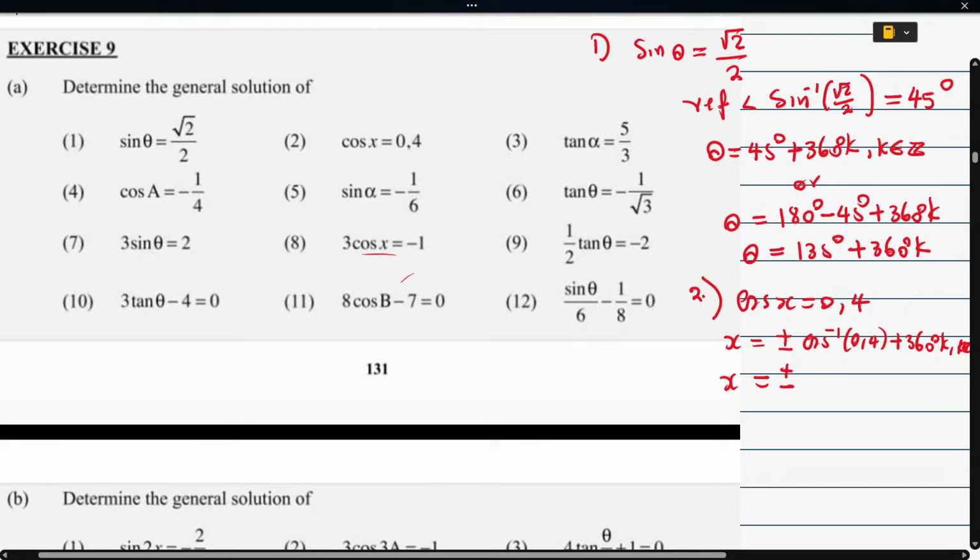Shift cos 0,4, we're going to get 66.42 degrees plus 360k. Look how beautiful cos is. Every time cos is positive, you just write plus or minus. You are checking the quadrants. But for cos, since it has a positive angle in the first and a negative angle in the third, that's why you do the same thing, right?